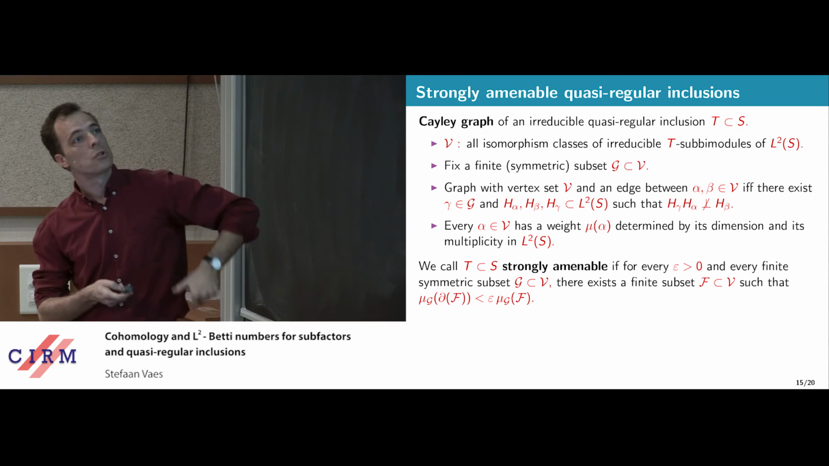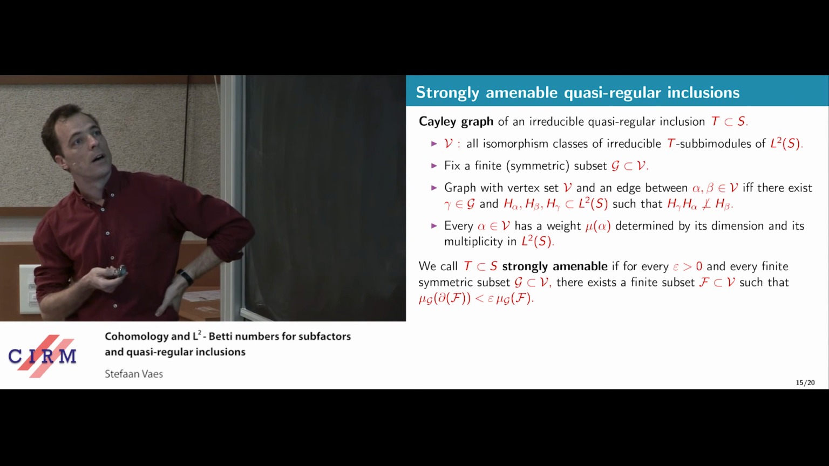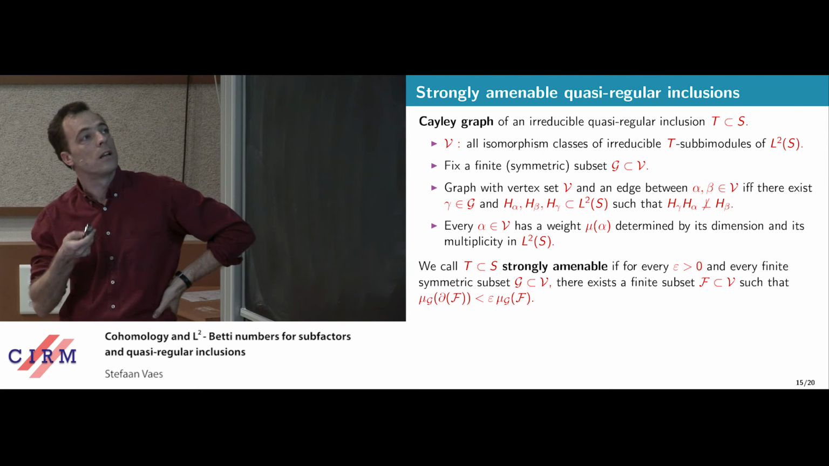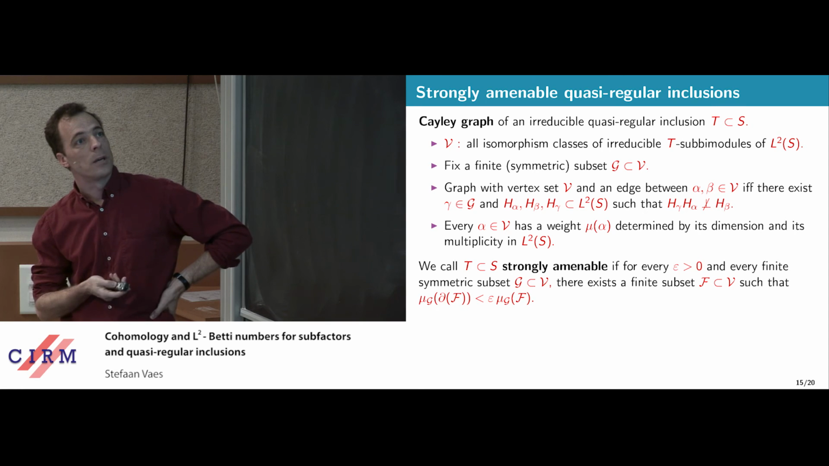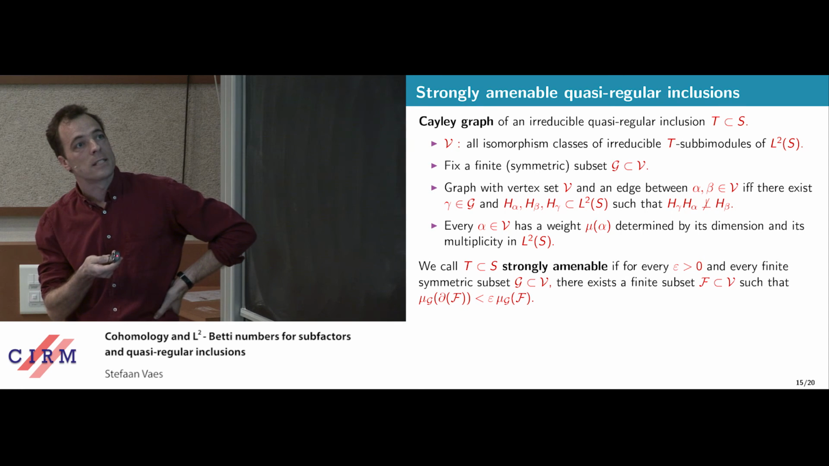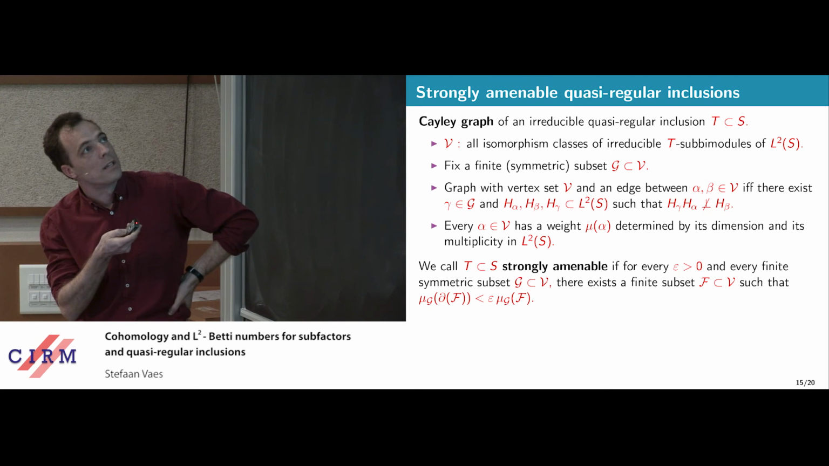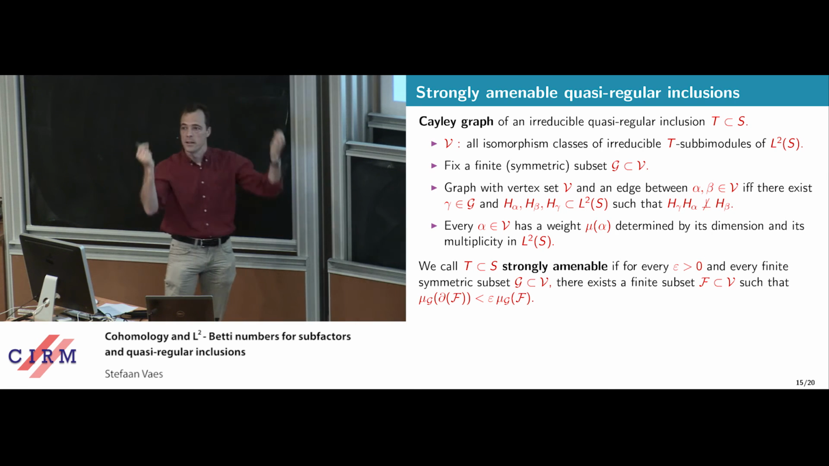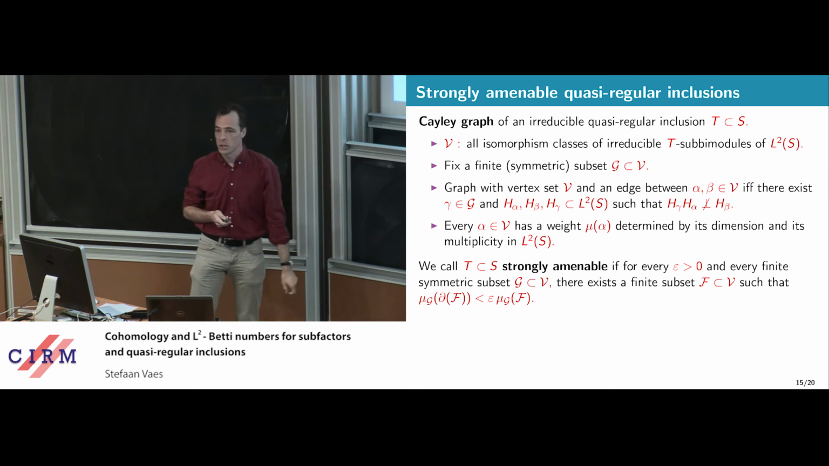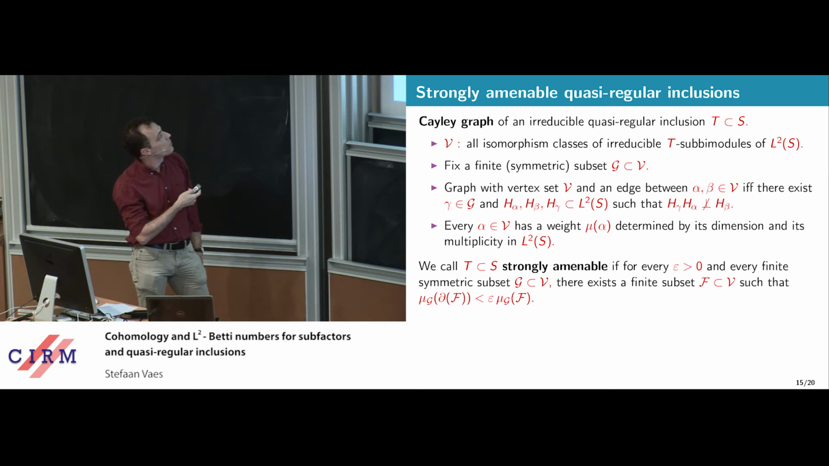So you call the inclusion strongly amenable if for every finite symmetric subset, so for every choice of generators, if you wish, and for every epsilon, you can find a set of vertices such that the measure of the boundary, because we want to look at it as a weighted graph, yeah? So you weight every vertex with this measure. If the weight of the boundary of that set is strictly smaller than epsilon times the weight of the set itself.